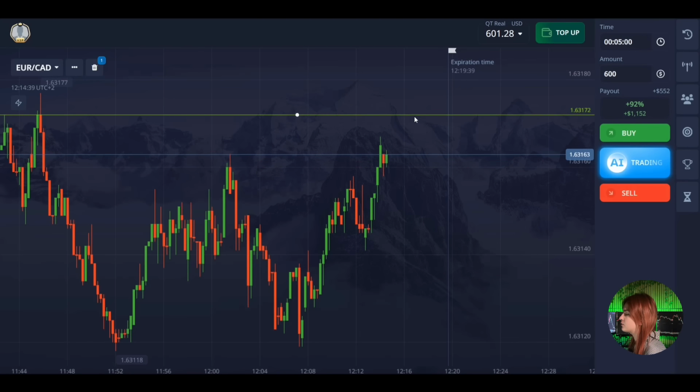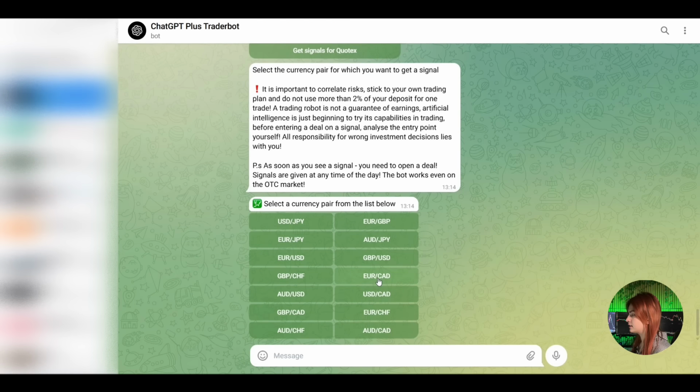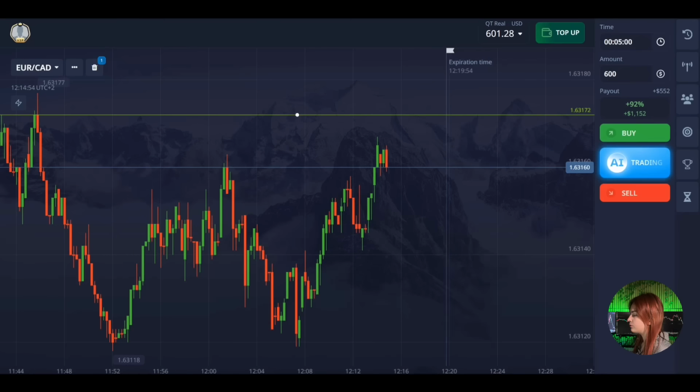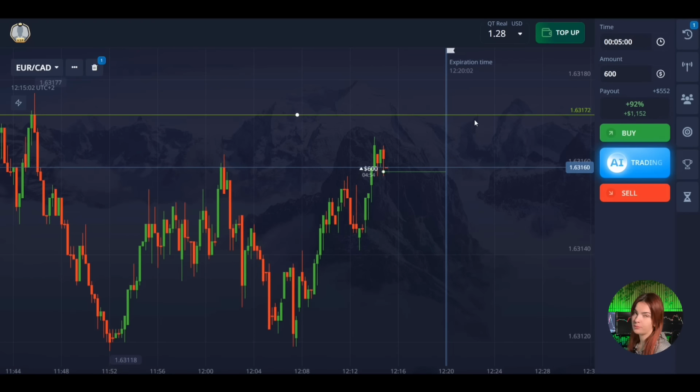Now let's make a request to the bot for this currency pair. We find the EURCAD currency pair in the bots list, click on it, and as you can see, the bot suggests opening a deal to buy. So let's do this. The bot has confirmed our technical analysis. We'll try to make money from this upward movement. Now let's observe the price and see how this deal will close.